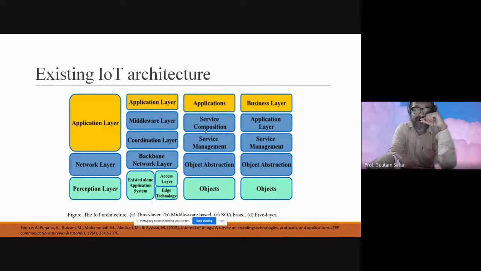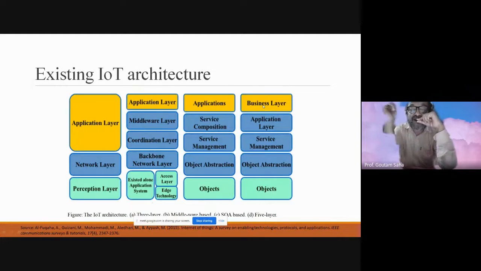And the same thing, which if you use it for the MNCs, multinational companies, they use these things in this particular manner. Next, you see the object, the object abstraction, same thing, service management, same thing. Then service management is also done in the application layer. Those heterogeneities are removed in the application layer, and it goes to the business layer.